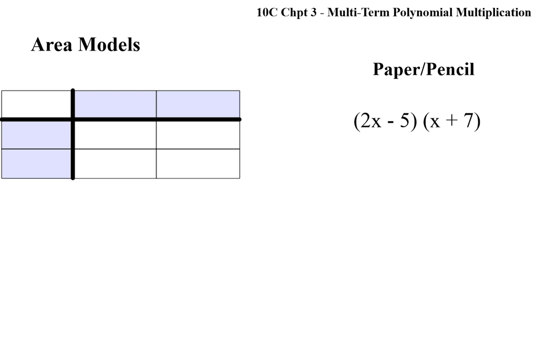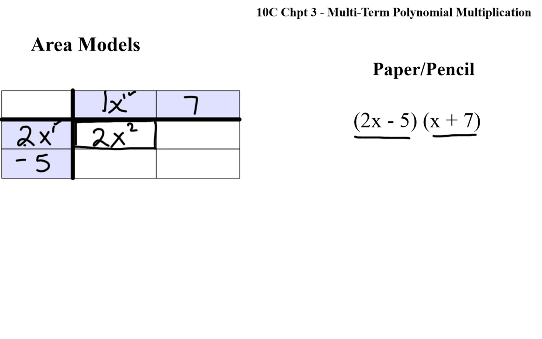Let's take a look at another one. Again, another trinomial. 2x minus 5 times x plus 7. So we have a 2x and a negative 5 in our first binomial, and we have an x and a 7 in our second binomial. Well, let's do the 2x together at the same time. We have 2x multiplied by x to fill in this box here. 2x times x, if it helps, put the 1 out front, multiply coefficients, add exponents. So we did 2x times 1x, which is a 2x squared.